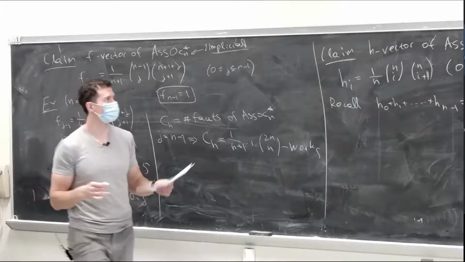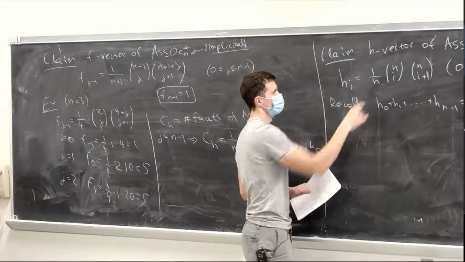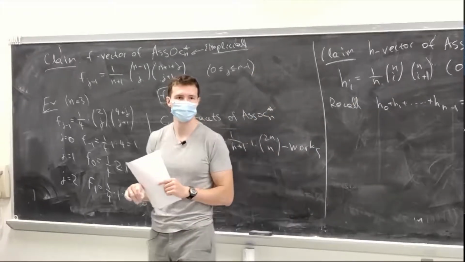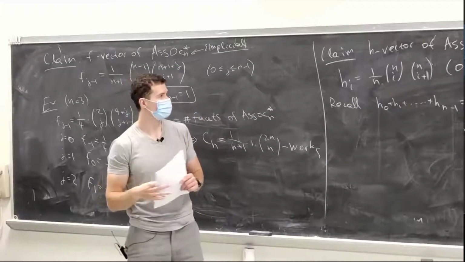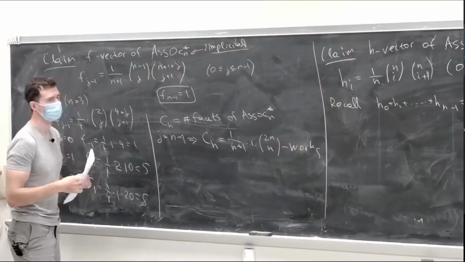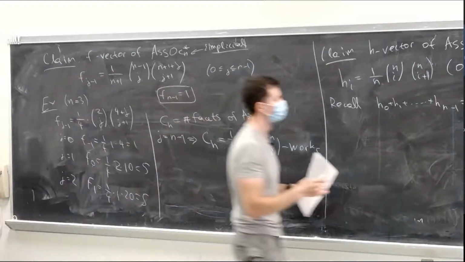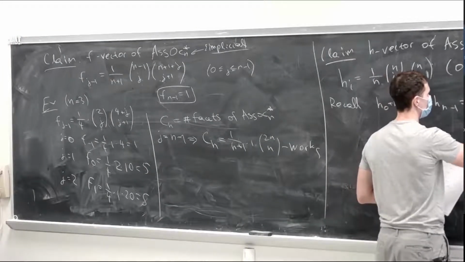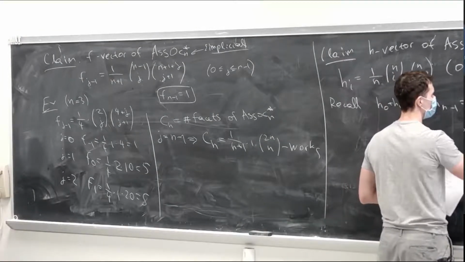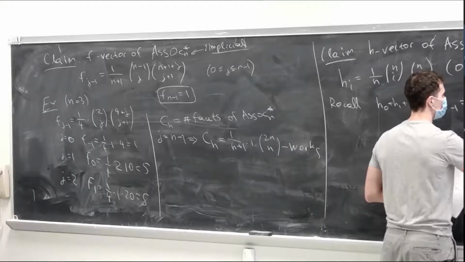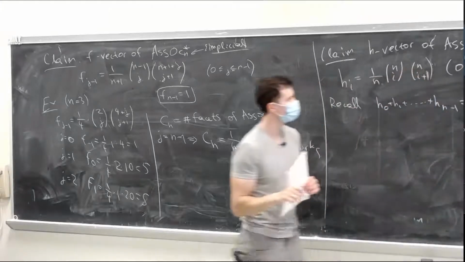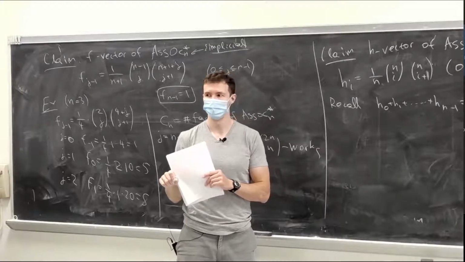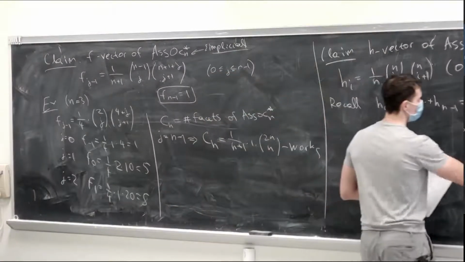I'm not asking you to compute the sum of these coefficients. I'm saying in general, for a general polytope, what's the h vector? f sub d minus 1, that's the number of facets. What is the number of facets? It's the Catalan number. Nice.